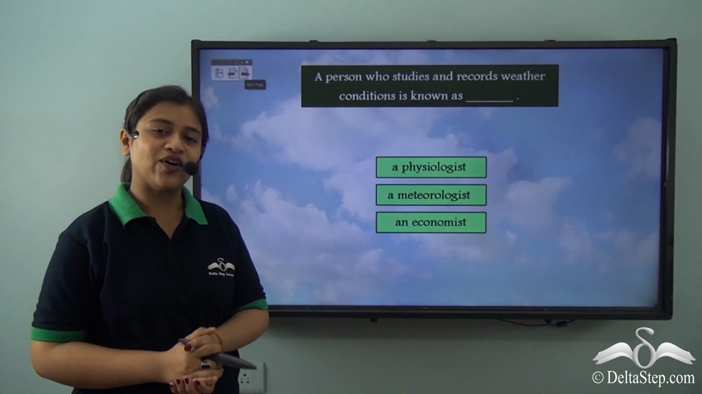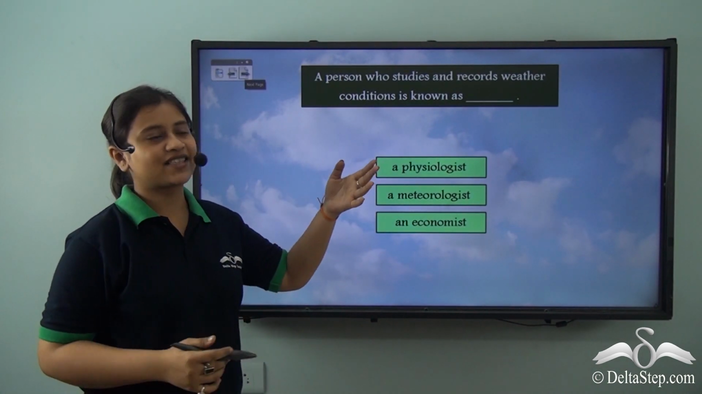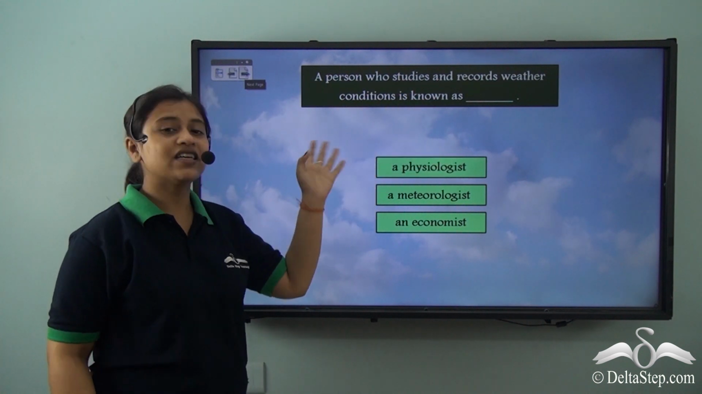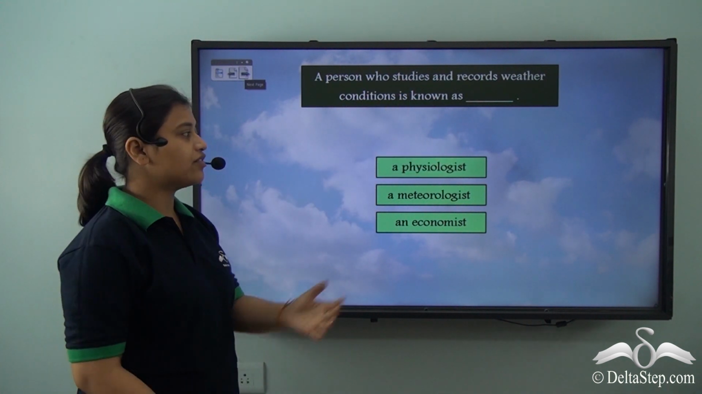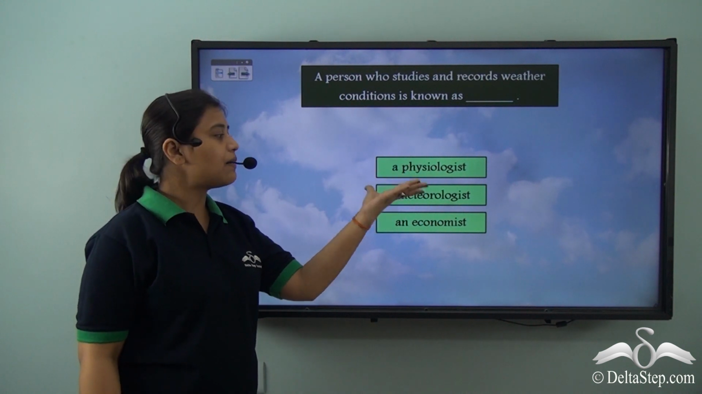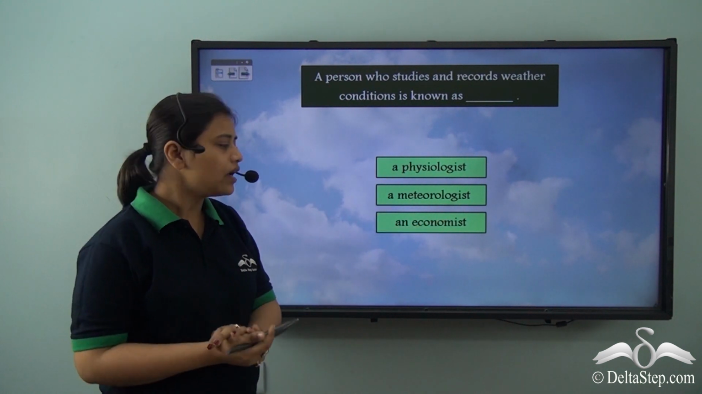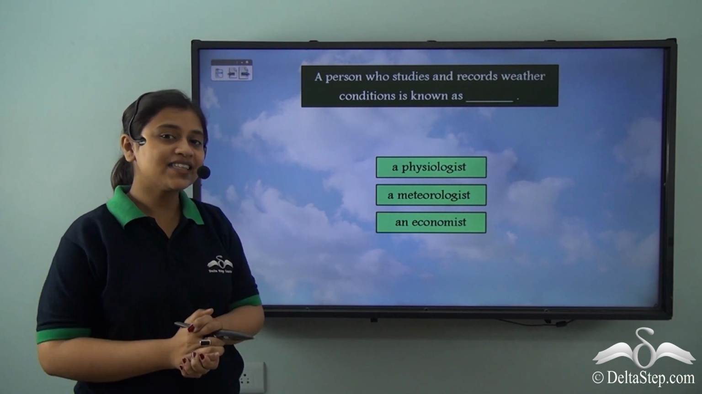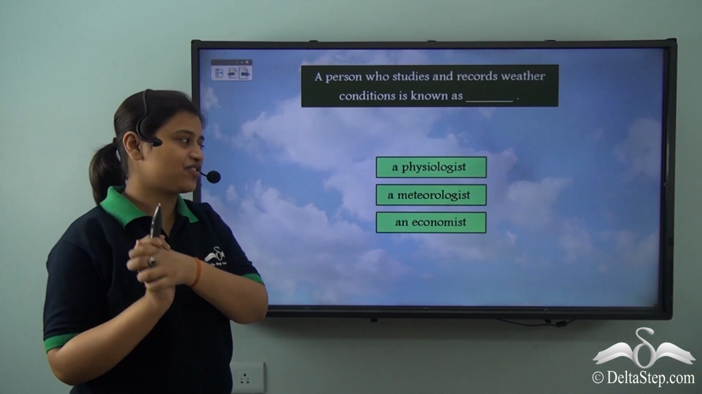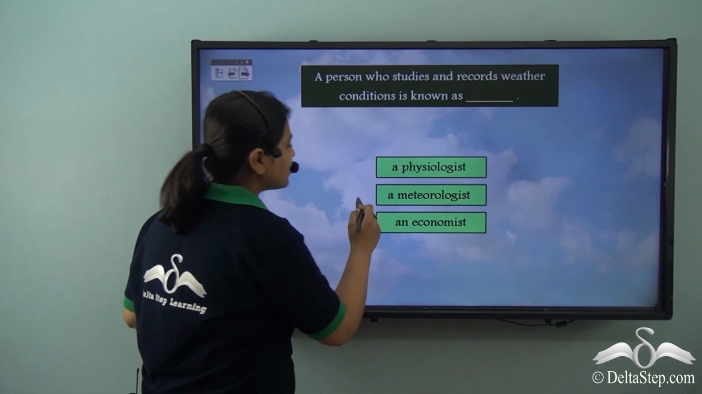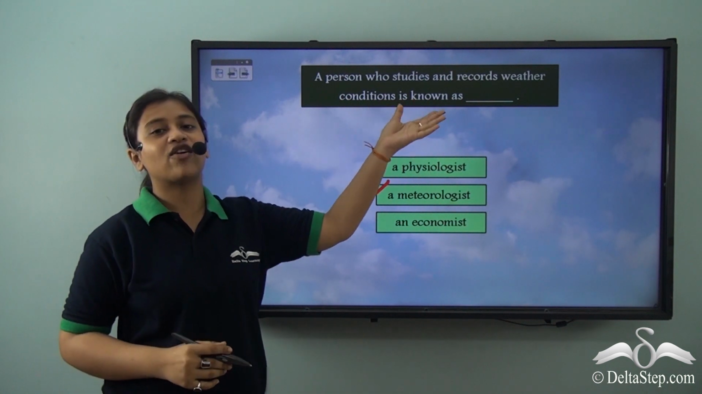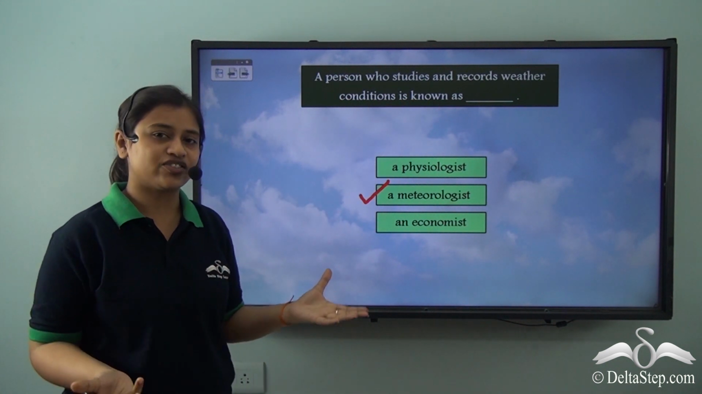So before moving on, help me fill in the blanks. A person who studies and records weather conditions is known as a physiologist, a meteorologist, or an economist. Yes, you have already guessed it right. He is known as a meteorologist. So, a person who studies and records weather conditions is a meteorologist.